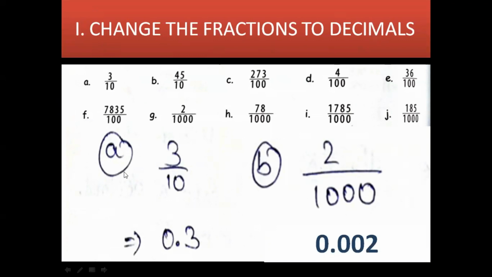For example, see here 3 by 10. That is, put the decimal point after the one decimal place. That is 0.3. Next, 2 by 1000. Put the decimal point after the 3 decimal places. We are having 3 decimal places, that is 0.002.